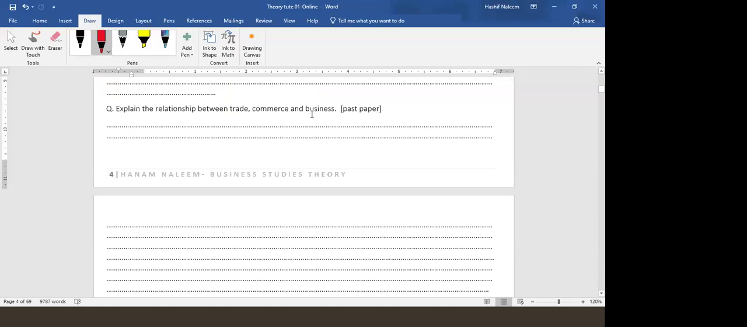Yeah, good. All good. Now there's a question. It's a past paper question. They are asking you to explain the relationship between trade, commerce and business. They are highlighting three things: trade, how it is related with commerce, and how commerce is related to business. For this one, the best thing you can do is use the flow chart which we drew for the composition of business, and write the answer.